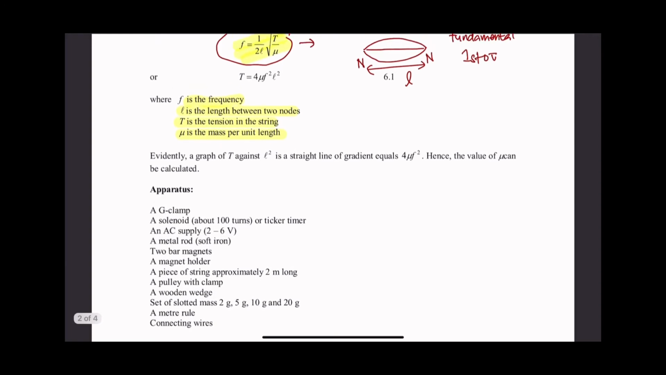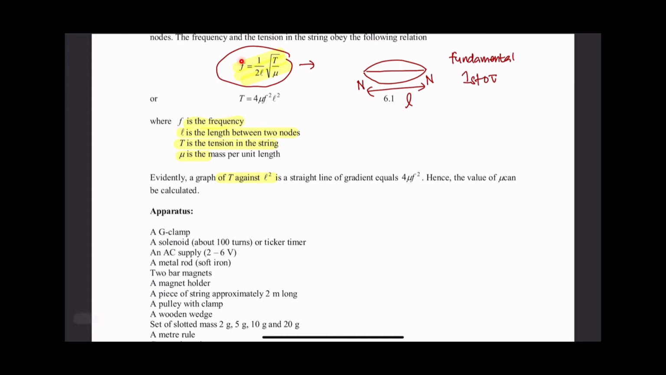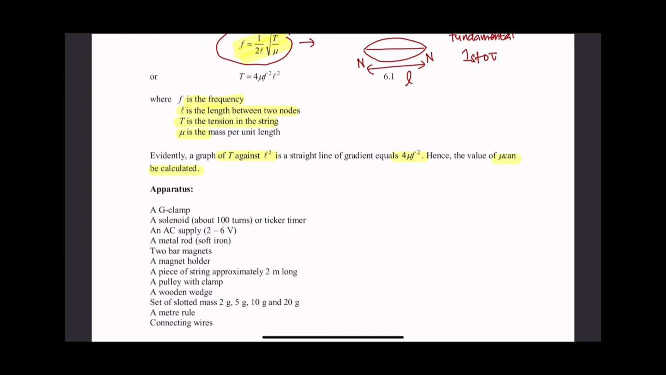So based on the equation, we know we will plot a graph of T against L squared. Based on this equation, we arrange the equation with T as the subject. So we get T is equal to 4 mu F power of 2 L power of 2. When we plot T against L squared, T is the Y component and L squared is the X component, meaning the X axis of the graph. So the gradient comes out as 4 mu F power of 2. So the value of mu can be calculated.